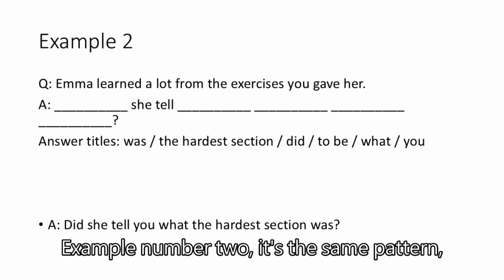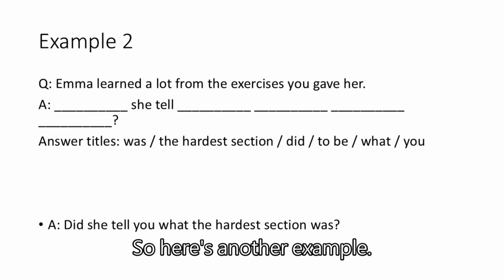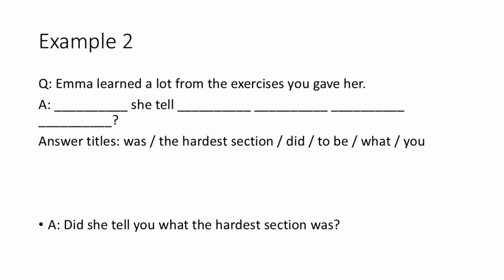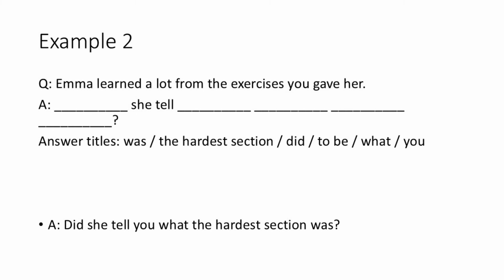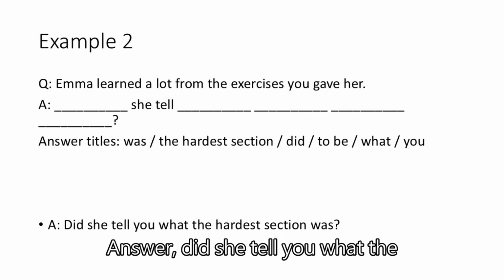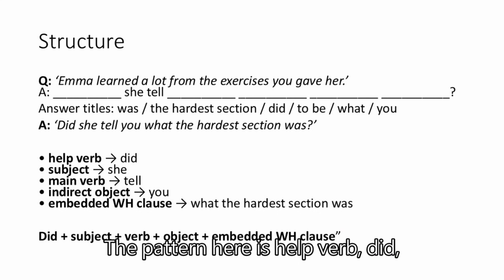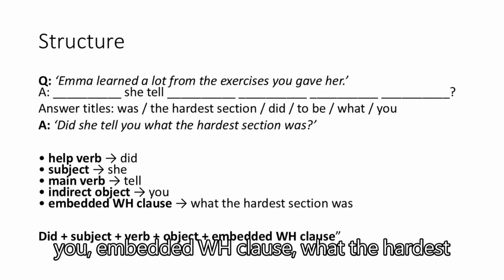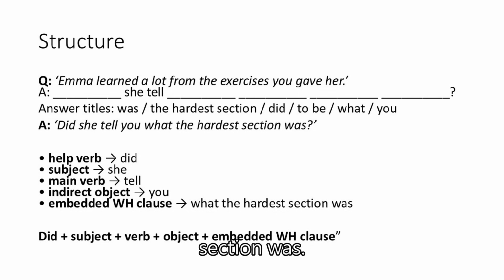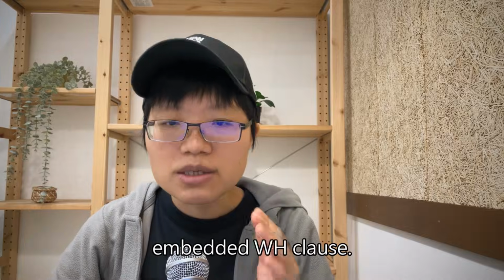Example number 2. It's the same pattern but different content. So here's another example. Emma learned a lot from the exercises you gave her. Answer, did she tell you what the hardest section was? The pattern here is help verb, did, subject, she, main verb, tell, indirect object, you, embedded WH clause, what the hardest section was. Again, we get did, subject, verb, object, embedded WH clause.